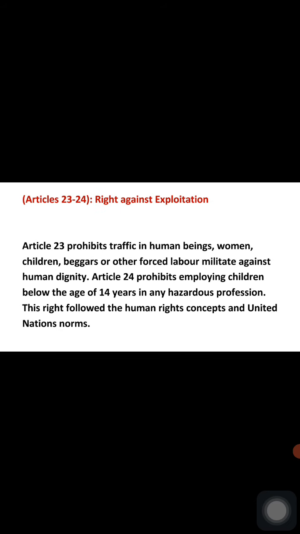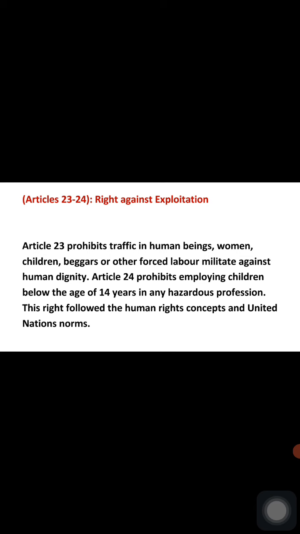Then comes right against exploitation. This comes under Article 23 and Article 24. Article 23 says prohibiting traffic in human beings, women, children, beggars, or other forced labor, which is against human dignity. Means if anyone is trafficking human beings, then that is exploitation, and this is illegal, and it comes under Article 23, which prohibits all these things.